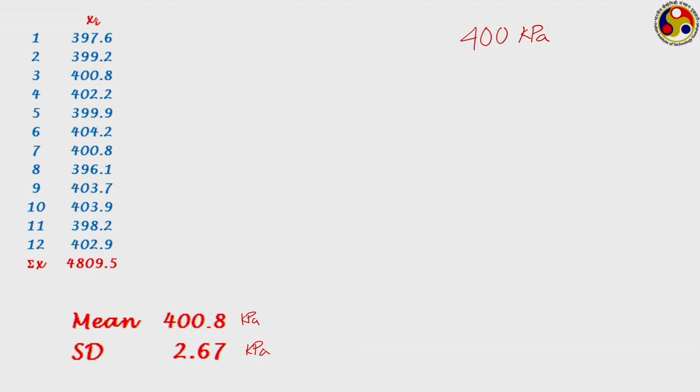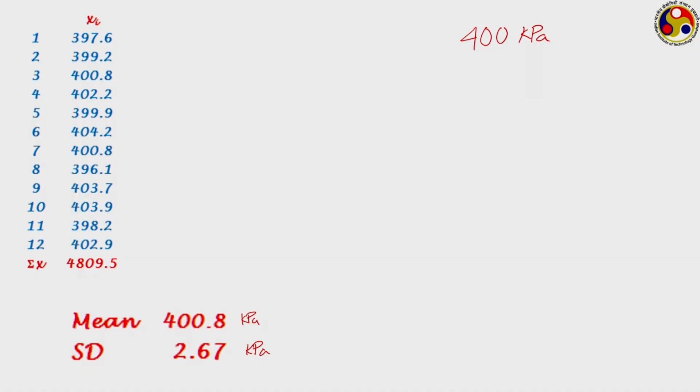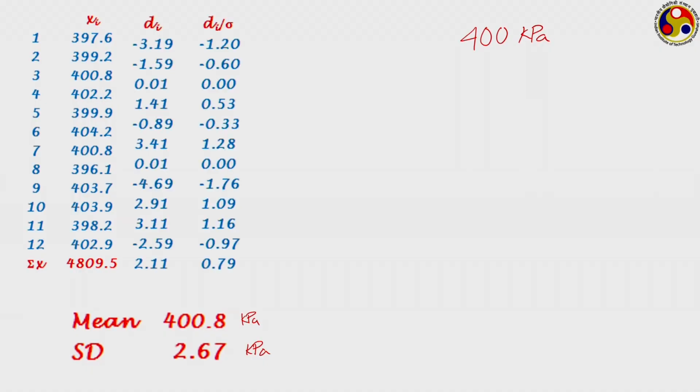Let us check whether any of the data points need to be discarded during the final calculation or not, that we first have to check. Now, to check which point is having the largest deviation, let us calculate the DI values. We have calculated the DI values, that is xi minus x bar, because here we are talking about a sample. Once we get the DI, then we are estimating DI upon sigma.